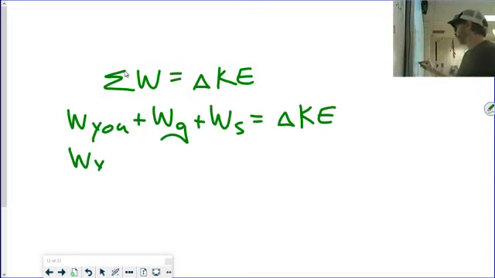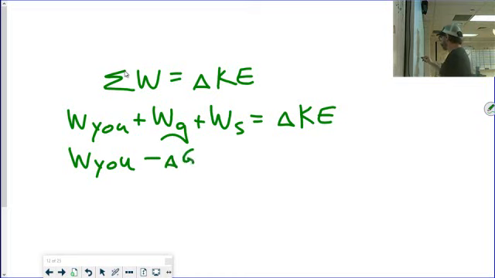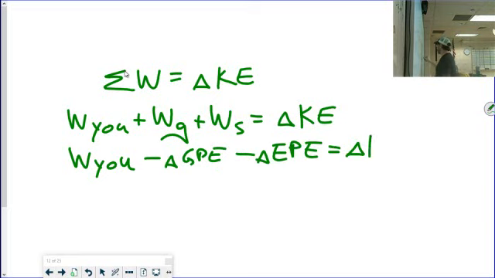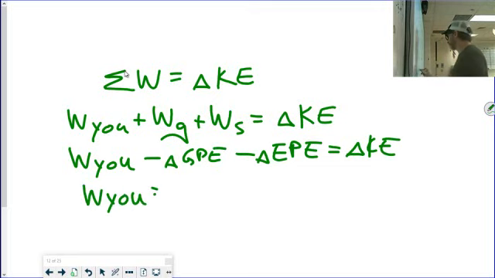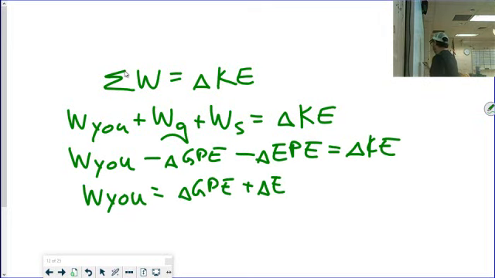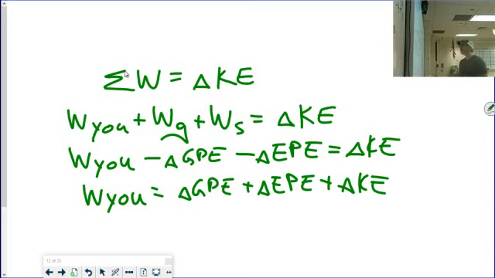Because the work you did is the thing we're trying to find. The work that gravity did is the opposite of the change in GPE. The work the spring did is the opposite of the change in EPE, equals change in kinetic energy, right? And then if you add, you get what we did, right? The work that you did is just the change in total energy. It's the change in GPE plus the change in EPE plus the change in KE, which we had already established as just 0, right? So, all right, that is that.